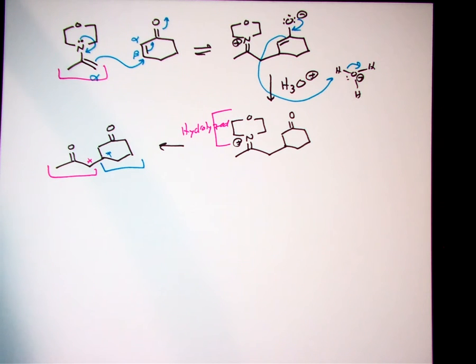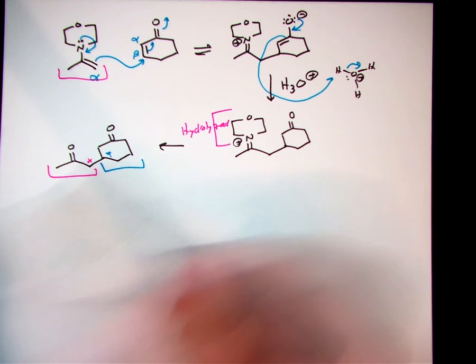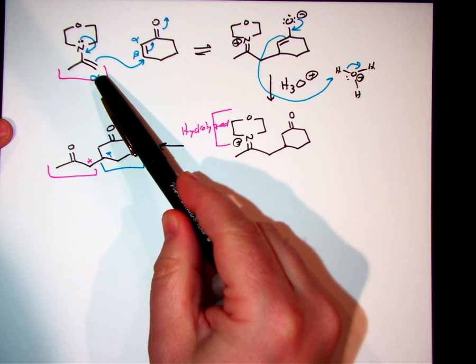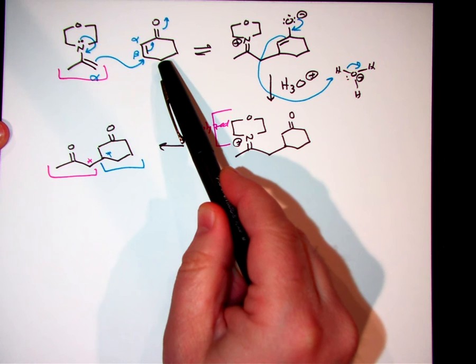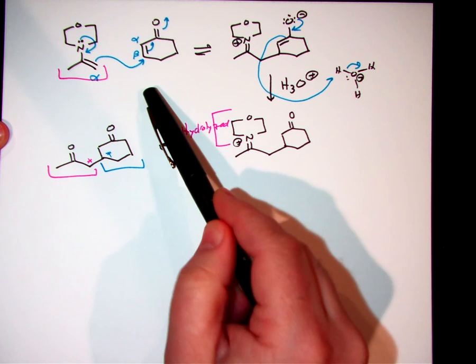So this is an example that's taking the enamine, which we did alkylations and acylations with enamines. Now we're seeing an example where we can do a conjugate addition or a Michael addition or a 1,4 addition onto an alpha-beta unsaturated ketone.